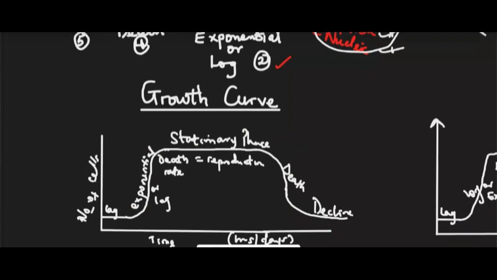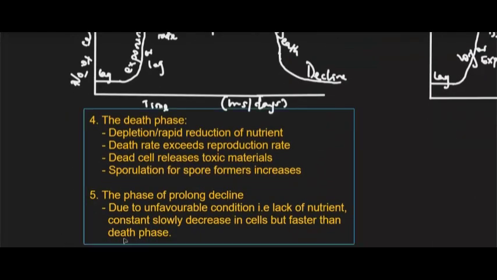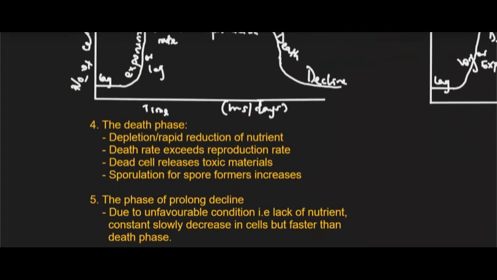So what happens at this stage? At the stage we're talking about, number one, there is rapid depletion of nutrients, right? Then the death rate increases and exceeds the reproduction rate. Then, as more of them die, there is release of toxic materials into the vessel, and sporulation increases because some will thrive to live at all costs. Does that make sense? But at the last stage, which is the phase of prolonged decline, what happens?